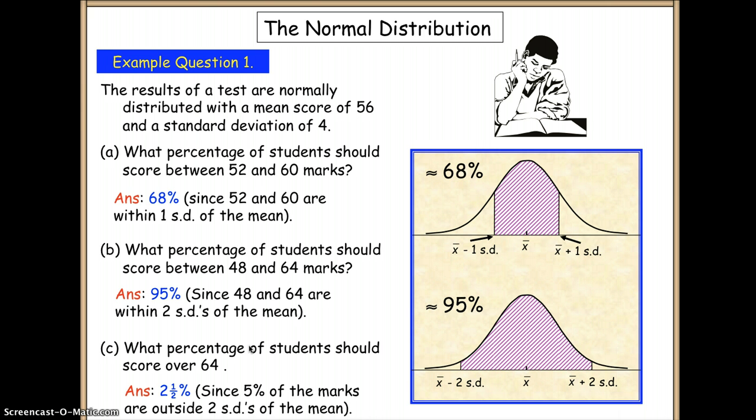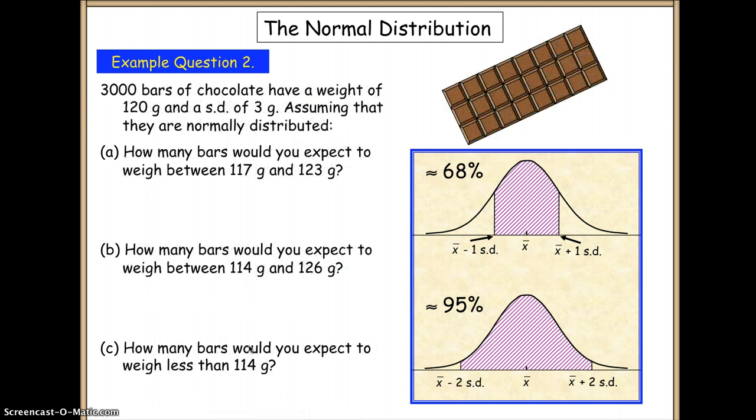Okay, let's have some other examples. This time there are 3,000 bars of chocolate, and the mean weight is 120 grams and the standard deviation is 3 grams. It says assume that it's normally distributed. Now, question A, how many bars would you expect to weigh between 117 grams and 123 grams? So let's check the one standard deviation. 120 plus 3 is 123.